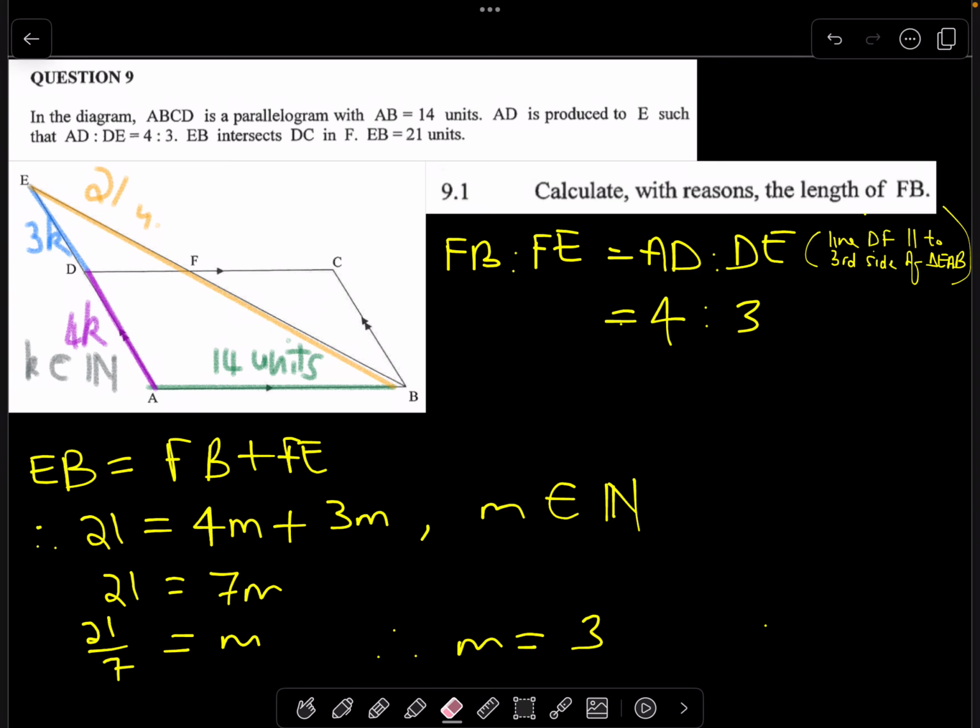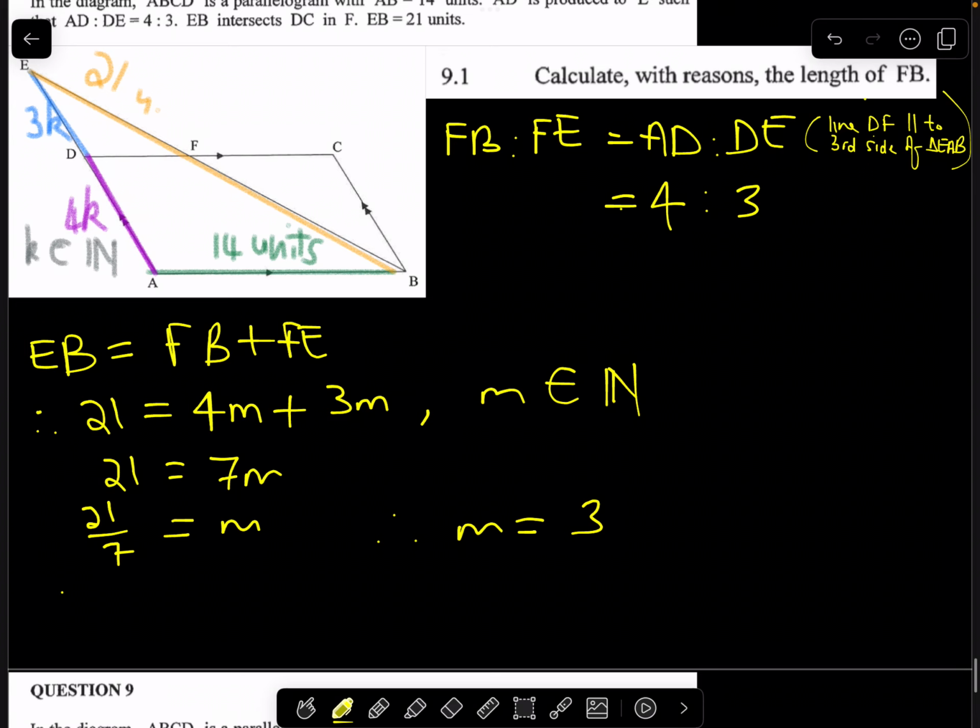So what is that telling us? That FB is equal to 4 times 3, which is equal to 12 units. And as a bonus, EF will be 3 times 3, which is 9. So the ratio is 4 to 3, and the lengths of the sides are 12 and 9, which add up to 21 and also have the ratio 4 to 3. I'm going to do this one by faith and then check all the answers at the end.